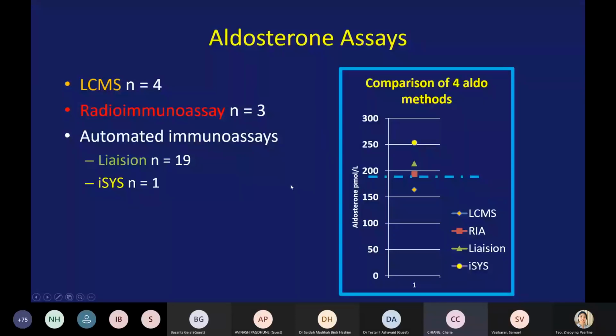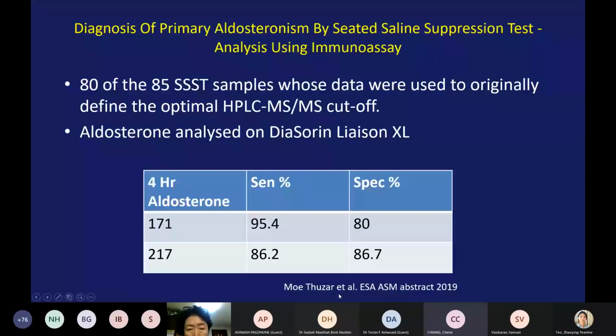So Moe explored the saline suppression tests, looking at the LCMS cutoff as well as the DiaSorin Liaison, and what the area under the curve is, and they found that at the 4-hour aldosterone mark, around 220 is probably going to give you the best diagnostic accuracy, and that's what they published in their paper. However, in practice, I do find that quite a few patients go over the 220 mark on the Liaison aldosterone assay, and they have a clearly normal mass spec aldosterone. So I believe this might be an example.